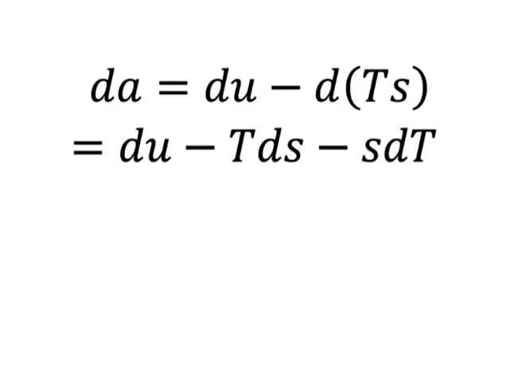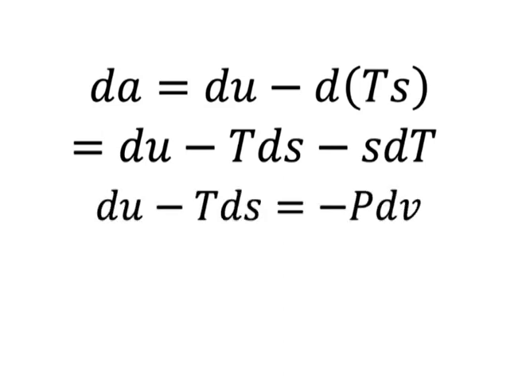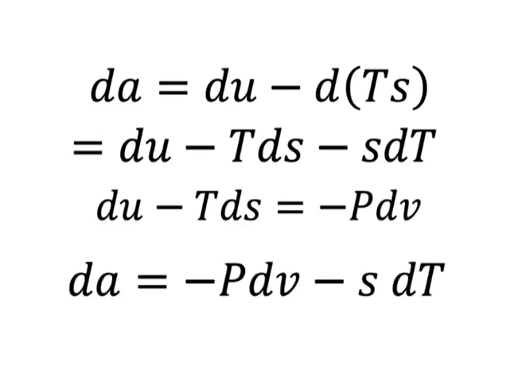Forming the differential dA, we get dA = dU - d(TS) = dU - TdS - SdT. Substituting the value of dU - TdS = -PdV from the Gibbs equation, we get dA = -PdV - SdT.